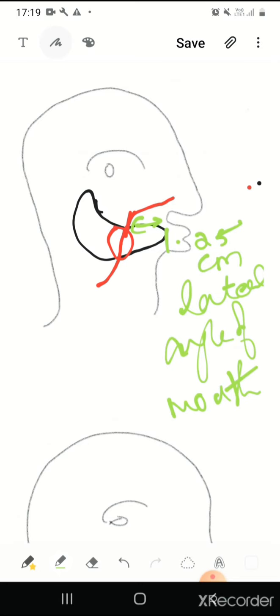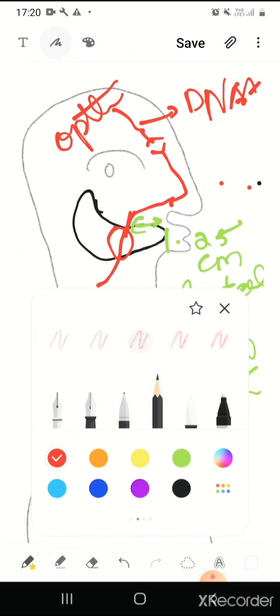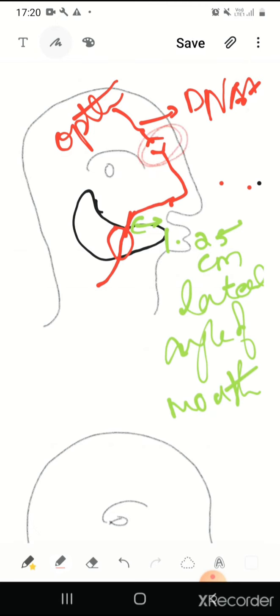Okay, then what happens, then it will go like this. It goes on ascending along the side of the nose, and then how does it end? It ends by anastomosing with the dorsal nasal artery, which is a branch of the ophthalmic artery. Okay, so this is how it ends, near the medial angle of the eye.